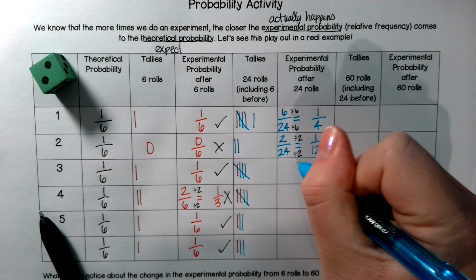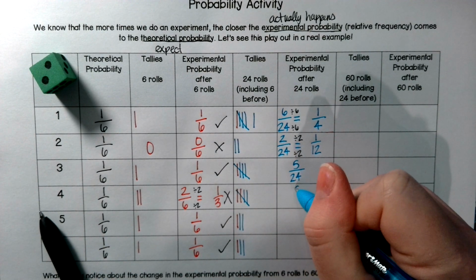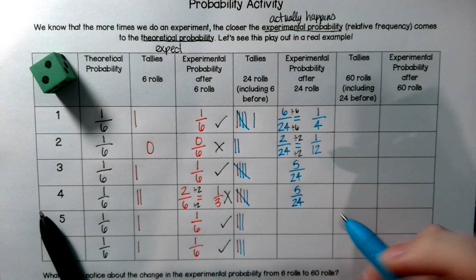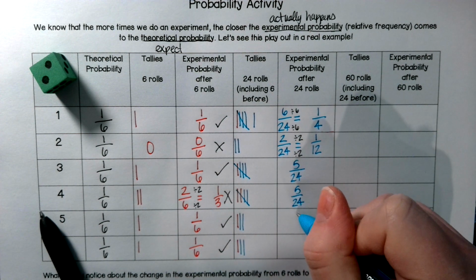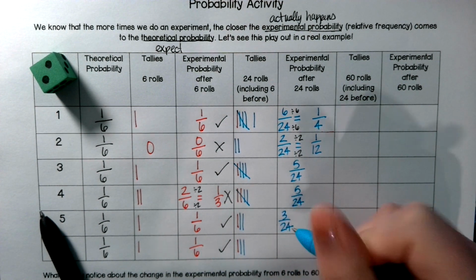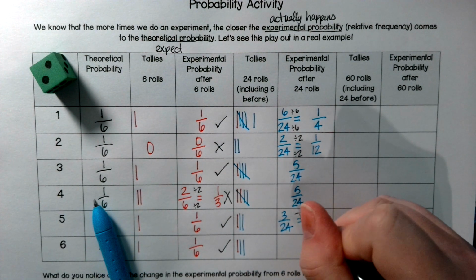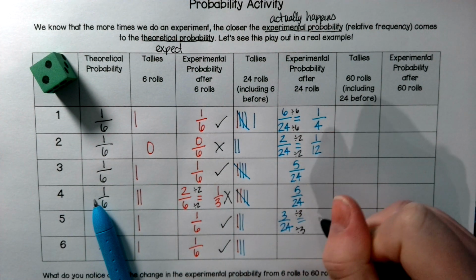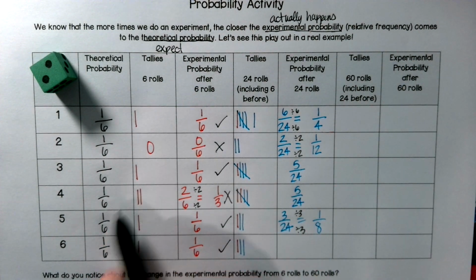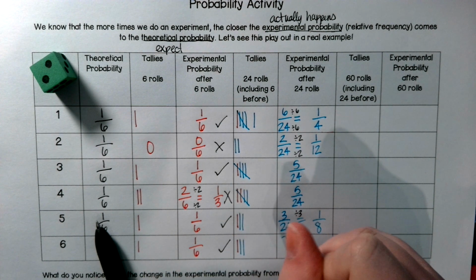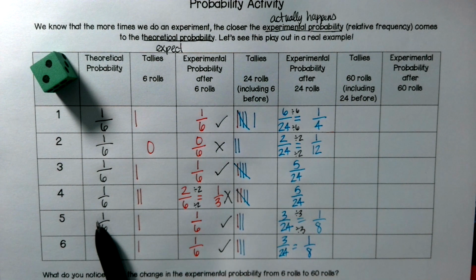Probability for 3 was 5 out of 24. For 4, again, was 5 out of 24. Probability for 5 was 3 out of 24. I can simplify that. If I divide by what number? 3. And we end up with 1/8. And for 6, again, I rolled that 3 times, which simplifies to 1/8.